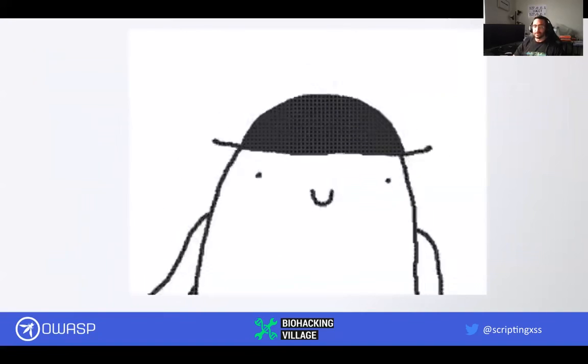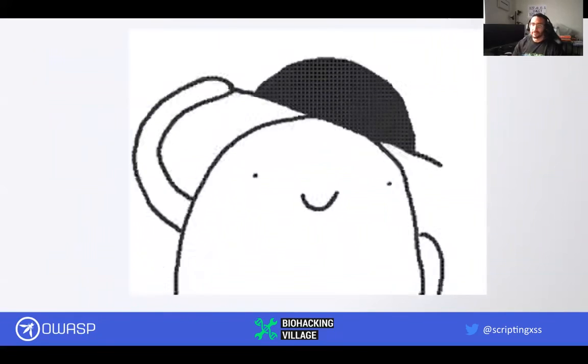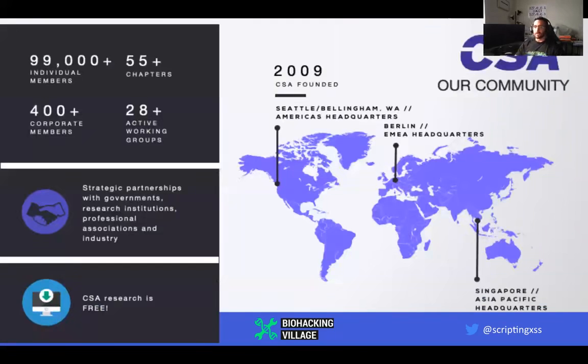Switching hats now to my Cloud Security Alliance hat. Brief intro about Cloud Security Alliance. It's a global organization with a similar structure to OWASP. Free to join and participate. Resources, best practices, and events as well.